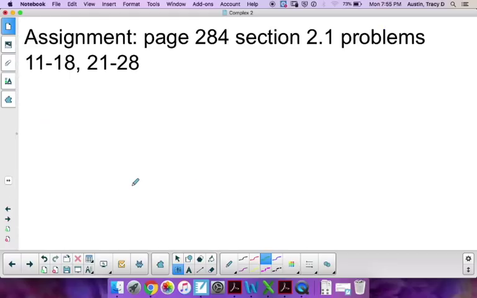Your assignment for this is in the textbook. It's in section 2.1 again, so page 284, 11 through 18 and 21 to 28. You have the rest of the class period and tonight to finish it. It needs to be submitted by midnight tonight into Canvas in the place where it says Complex Lesson 6 assignment.